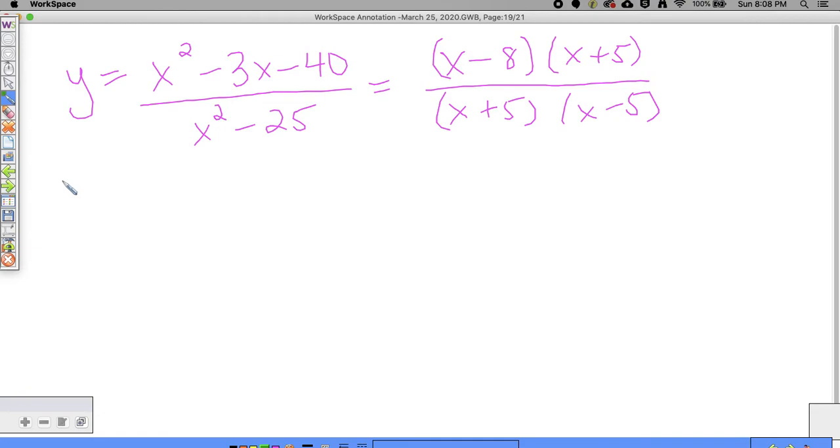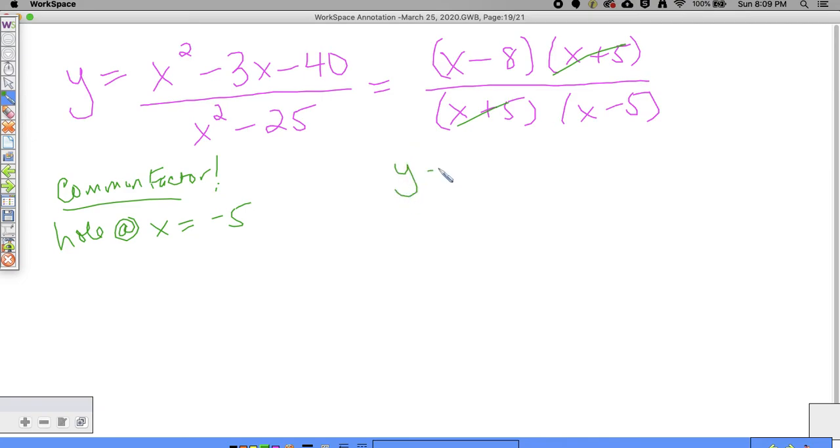Yeah, me too. So we have a common factor, and your common factor is x plus 5. Common factor tells you what? There is a hole there. Yep, hole at x equals negative 5. Once you've established that, you can cross those off. So I've got a hole at x equals negative 5. Now we are left with x minus 8 over x minus 5. Let's not forget that there's a hole there. We'll come back to that. Let's take a look at this. Again, we have to look at our vertical asymptote and our horizontal asymptote.